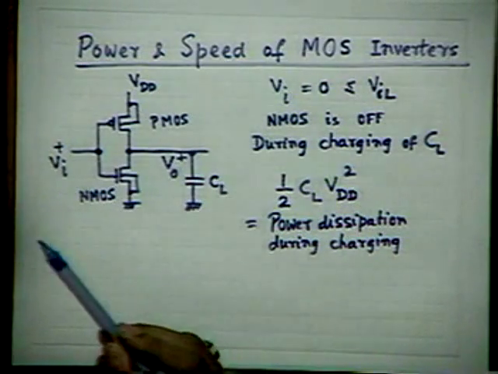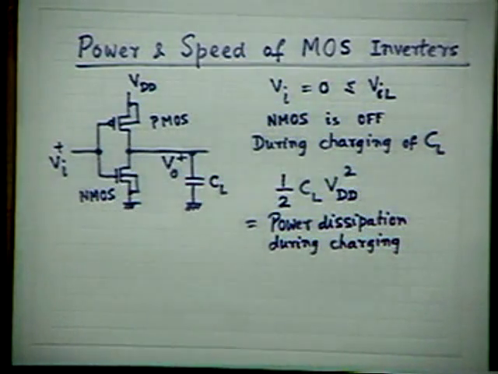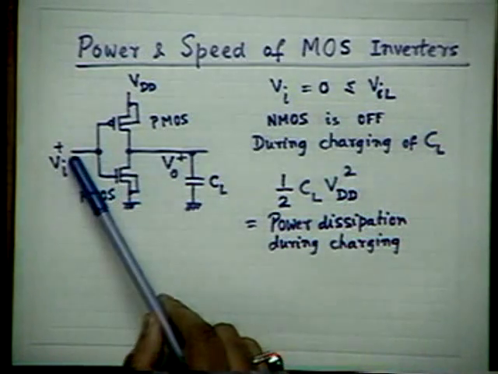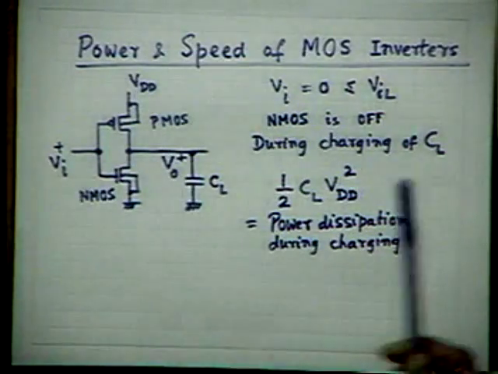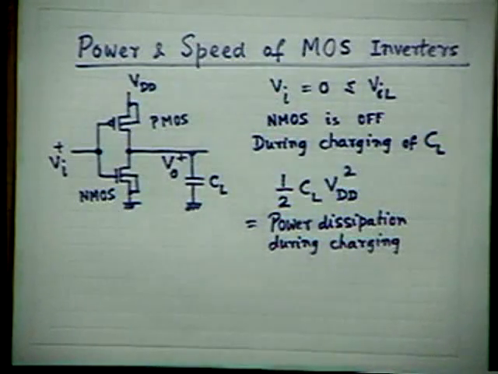Please remember that in the steady state, there is no power dissipation. There is no power dissipation either when Vi is equal to 0 under steady state, or Vi is equal to VDD, or you can call it VIH, or more than VIH. In these two steady states under DC condition, the current in the chain is practically zero, and therefore power dissipation is zero. So steady state power dissipation in CMOS is considered to be zero or practically negligible. Whatever power dissipation takes place in CMOS inverters is during the transitions.